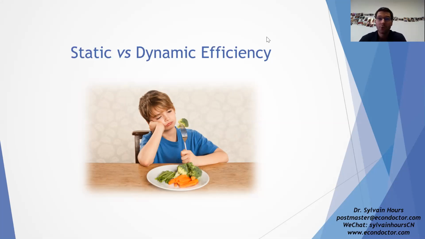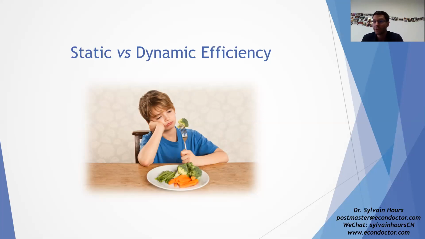When we run on a treadmill, many people don't really enjoy that. It's exhausting, we are sweating. The only thing that we want is for the pain to stop, but we do it anyway because we know that in the long run, this will provide long-term benefit. So this is another example of the trade-off between static and dynamic efficiency. And I'm sure you can come up with many other examples.